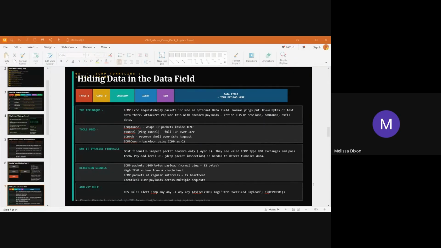So the IDS rules: type 8, echo request only, with a dsize of less than 100 will show, or greater than 100 will show a payload anomaly. Threshold is the rate limiting to reduce false positives, right? So if you're an attacker, I'm going to ask you guys this. If you were an attacker and you knew defenders were filtering on dsize greater than 100, what would you do?